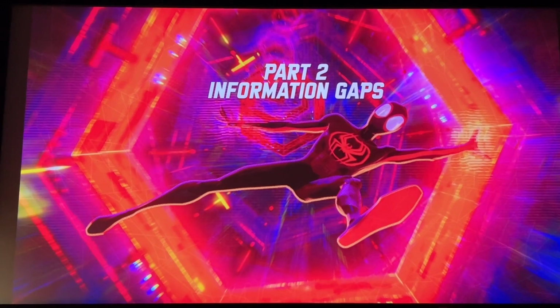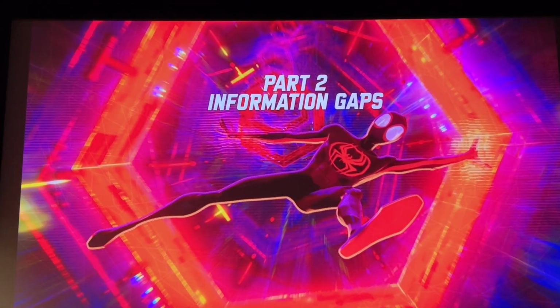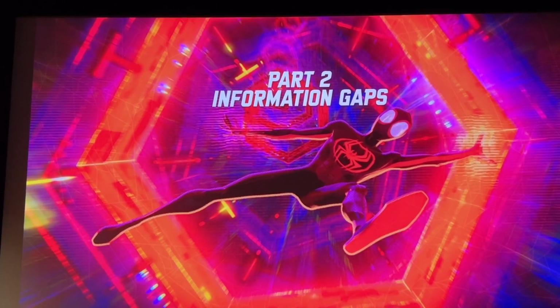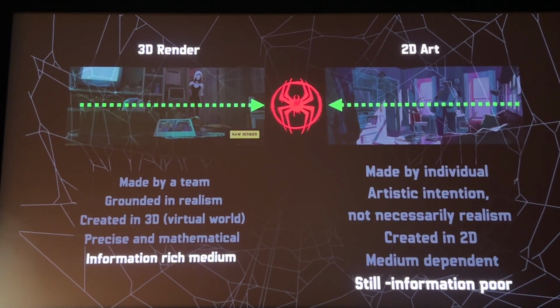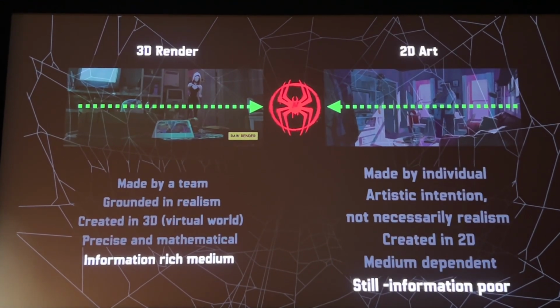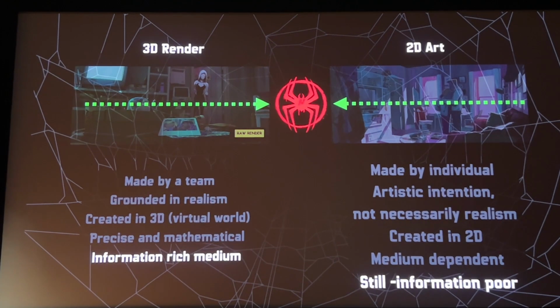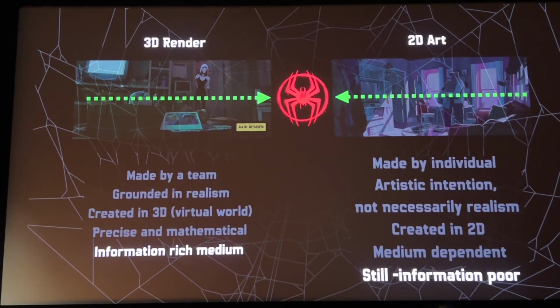Okay, you ready? This is the big one, and then after this one, we'll go into part 3, which is much easier to digest. All right, so part 2. We're talking about information-rich mediums: 3D is very information-rich, right? And 2D is very information poor.